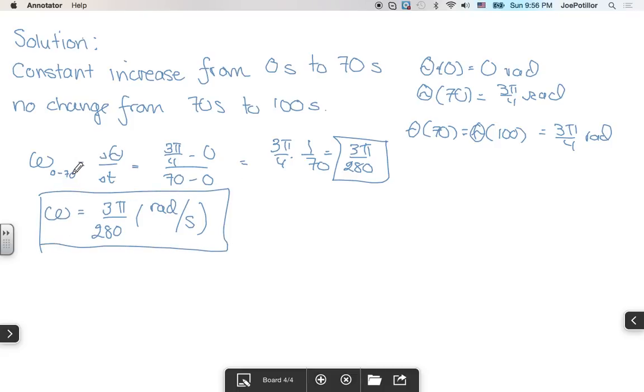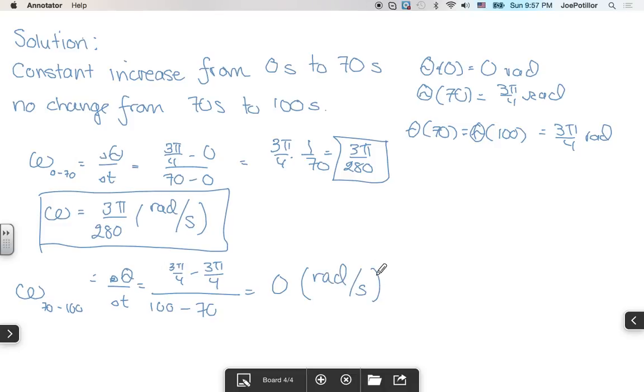That I know. Now, there happens to be no change in angle for the other one. The omega from 70 to 100 is delta theta over delta t, which is 3 pi divided by 4 minus 3 pi divided by 4, because the angle does not change, over 100 minus 70, which is, of course, 0 radians per second. Okay, so I have two answers to work with here.